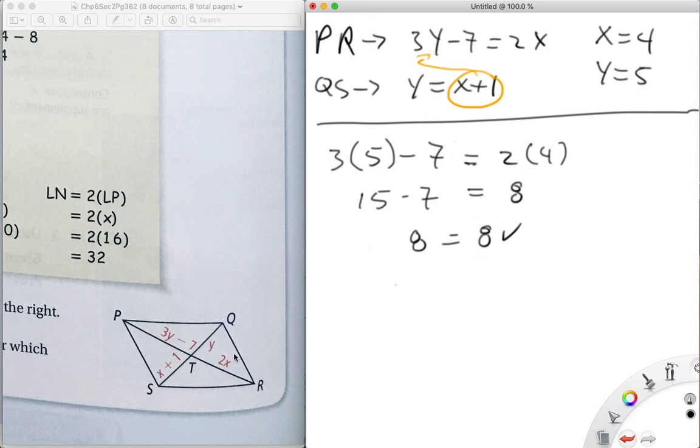But they want to know what the whole thing is. So this is going to be 8 plus 8 because it got cut in half. So PR equals 16. PR equals 16.